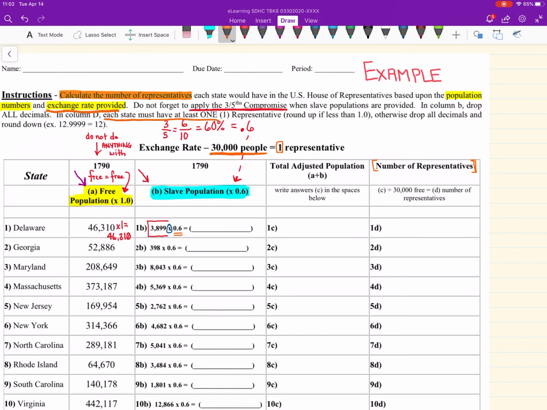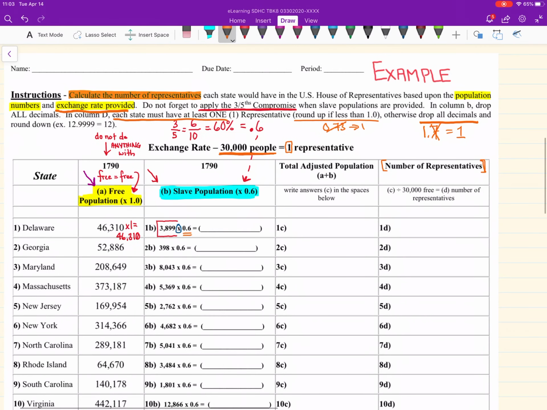So if it's 1.7, you drop all decimals. So 1.7, cross out the 7, it just becomes 1. If it is a decimal of 0.73, then you would round it up to 1. Each state always has at least one representative. So there should be no zeros, and no decimals.